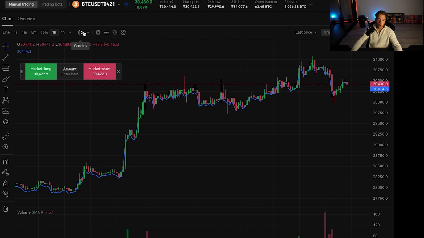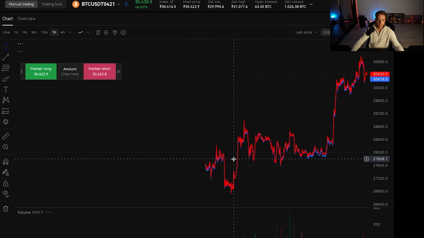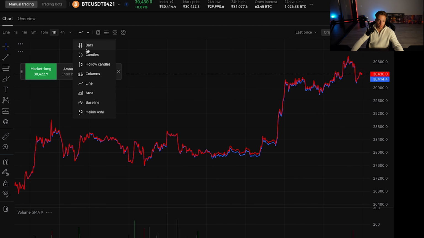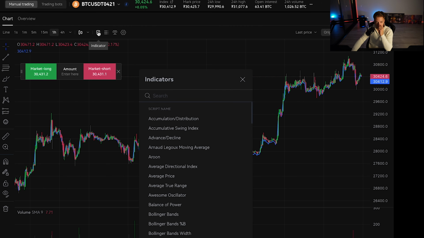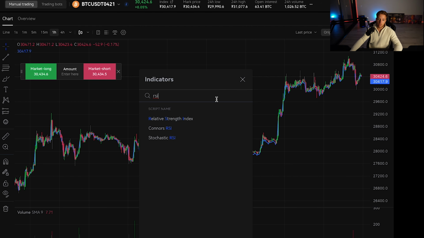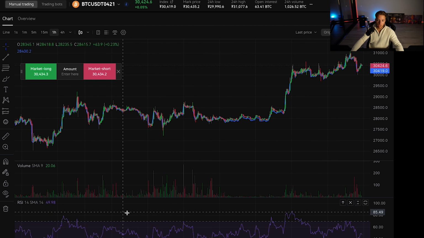Now you can choose also between candles and bars and different views of the chart. If you click lines, if you prefer trading with lines, you can choose it, but most of the traders use candles, and this is what I do. Here you can find different indicators. You might see different YouTubers recommending to you some indicators like RSI, relative strength index. If you click it, you're gonna add the specific indicator to your chart.